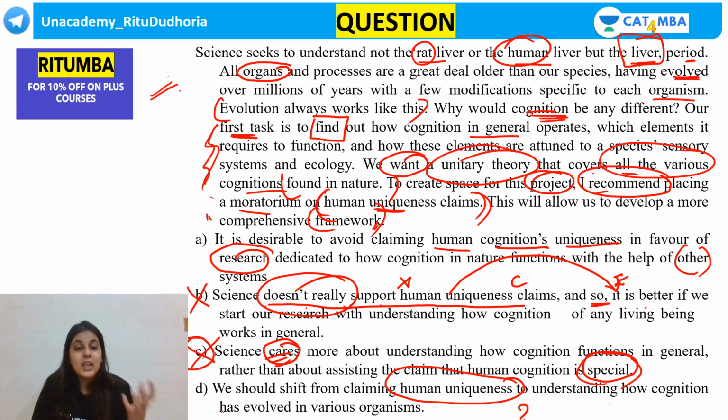So if you focus on the last 3 lines, which option justifies the last 3 lines? I told you, focus on the last part of the passage. As far as possible, avoid distortion. So guys, answer option is A. Human cognition's uniqueness. Human uniqueness. Research, project, give space for this project. Systems, comprehensive framework, unitary theory, cognition in nature. Not cognition, how cognition has evolved in various organisms. All of these are distortions. So B, C, D goes out. Your answer option becomes A.